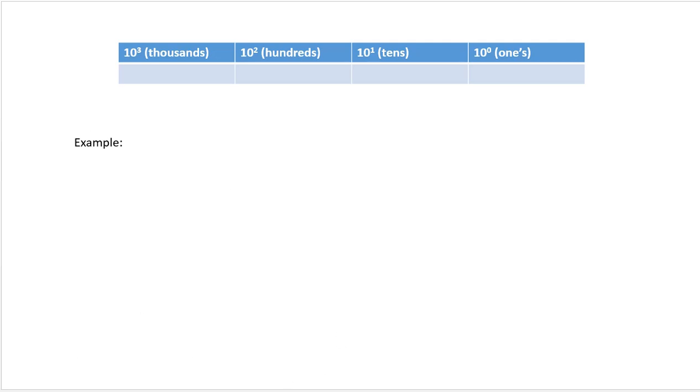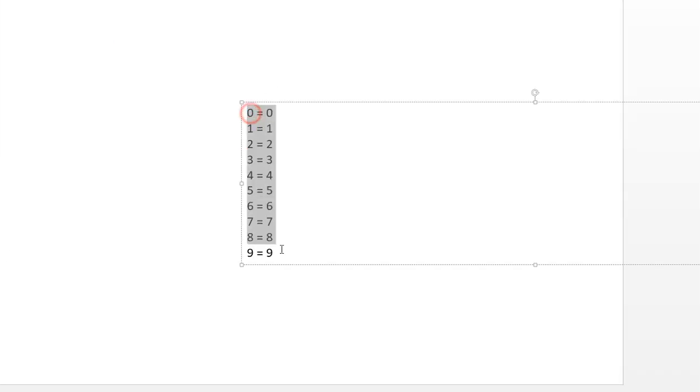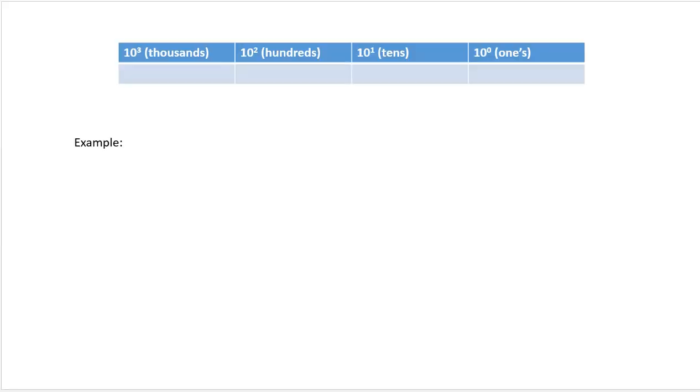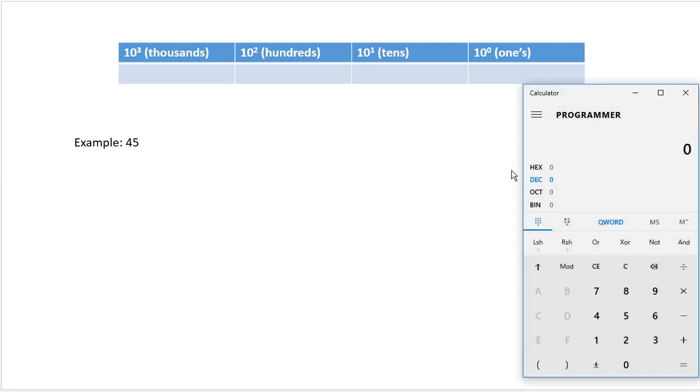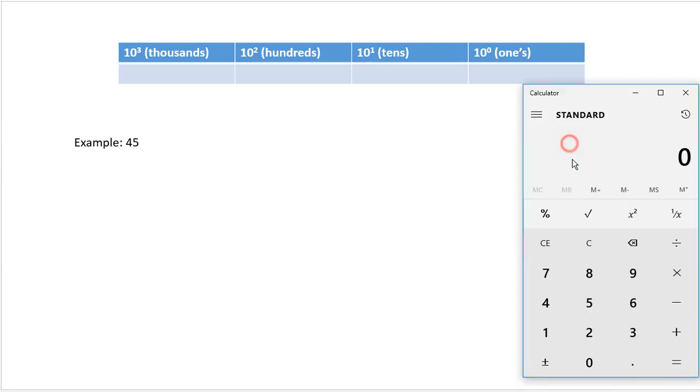Since we're counting in base 10, we can use all these digits: 0, 1, 2, 3, 4, 5, 6, 7, 8, and 9. When we go up to 10, we add 1 to the next column. The way we're going to do this is we're going to come up with a number, let's say 45, a random number. I'm going to pull up a calculator. We don't really need a calculator for this, but it's always useful to have one handy.